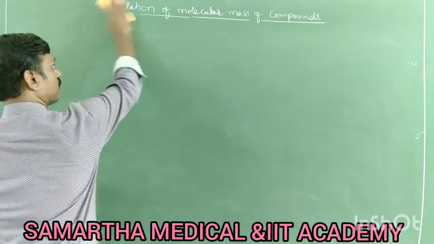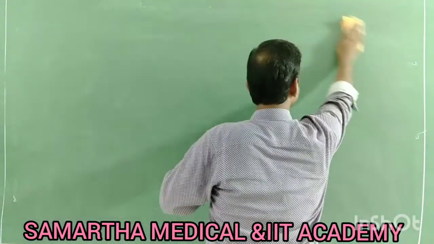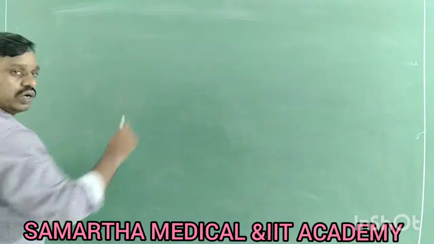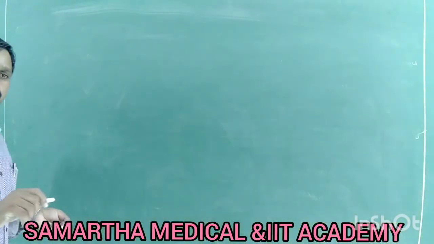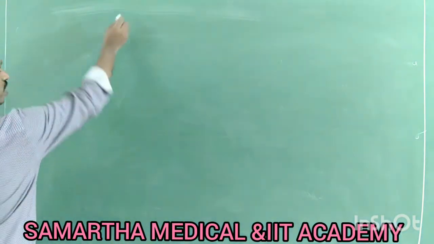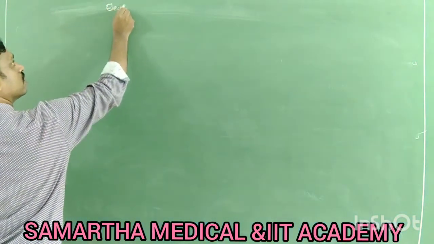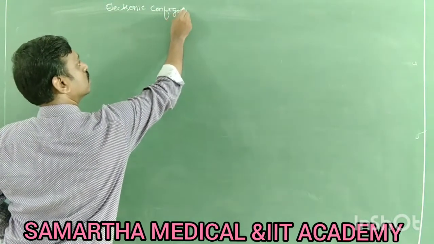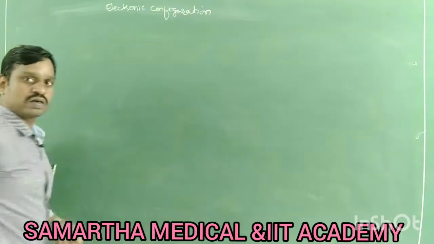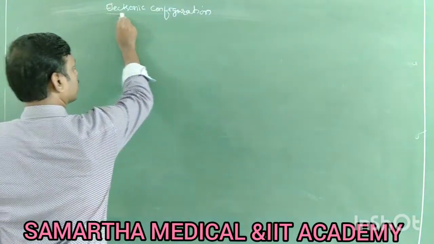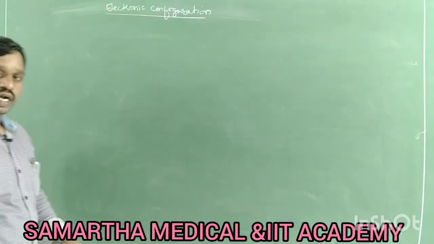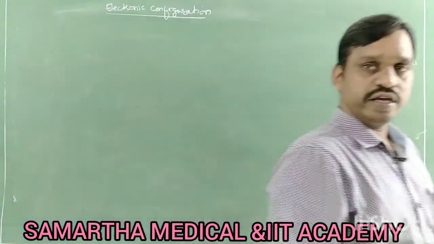Next is electronic configuration. This is also one of the most important concepts to understand chemistry. How do we write electronic configuration? First of all, we need to know what electronic configuration is, and how to write the electronic configuration of a given compound.